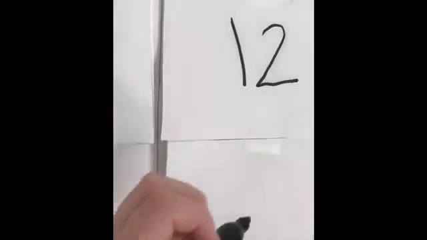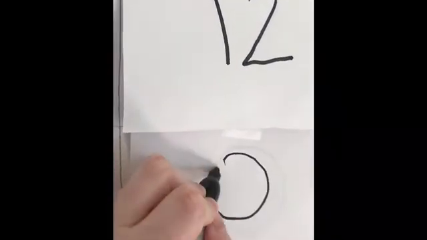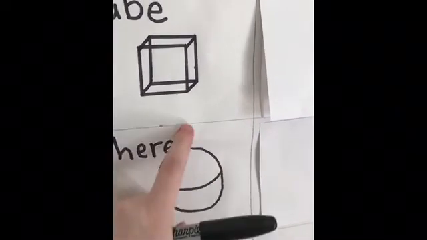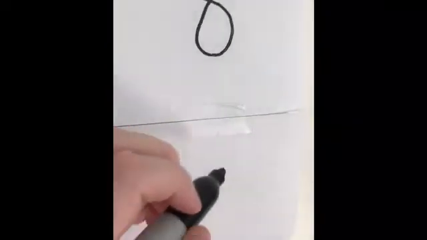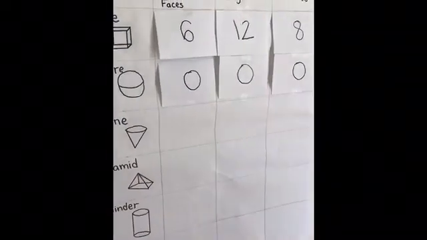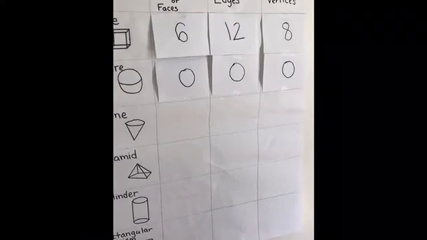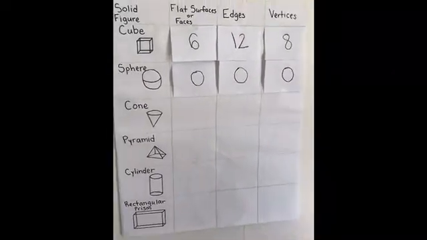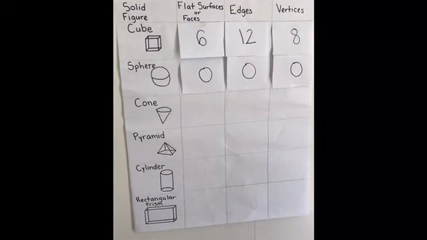So without flats, there can be no edges. Same thing with vertices. We have no 3 or more flats meeting like our top and bottom of our cube. So again, that is 0. So sphere was our shape that had 0 all the way across. 0 flats, 0 edges, 0 vertices.